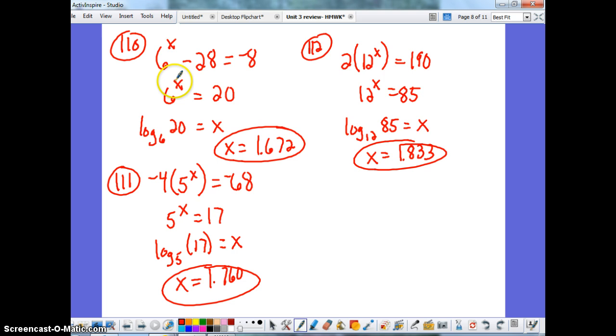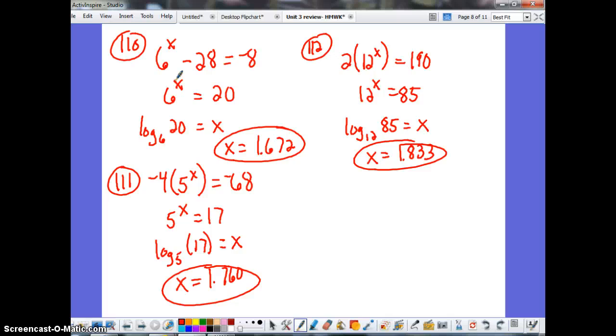110, 6 to the x minus 28 equals negative 8. You're going to add your 28 to the negative 8, get 20. Rewrite log base 6 of 20 equals x. You get 1.672. 111, divide by your negative 4, so you get 17. Rewrite it, log base 5 of 17 equals x.